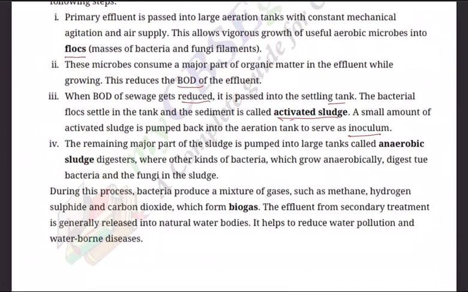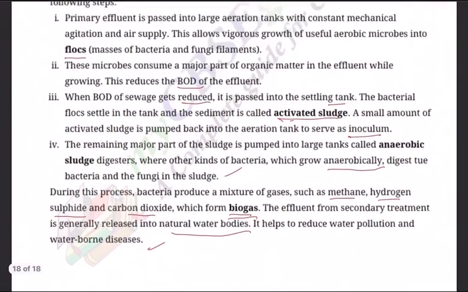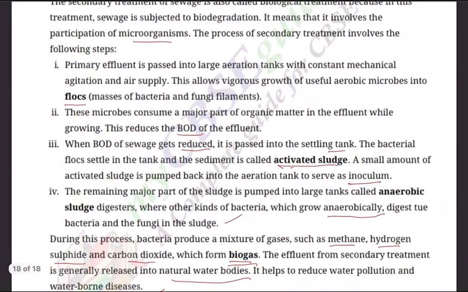Just like when your mummy is preparing curd, she puts a small sample of curd into the milk. That's inoculum. The remaining major part of the sludge is pumped into large tanks called anaerobic sludge digesters, where other kinds of bacteria that grow anaerobically digest the bacteria and fungi in the sludge. During this process, bacteria produce a mixture of gases such as methane, hydrogen sulfide, and carbon dioxide that form biogas. So the effluent from secondary treatment is generally released into natural water bodies. It helps to reduce water pollution and waterborne diseases.